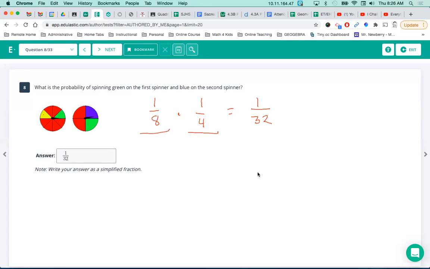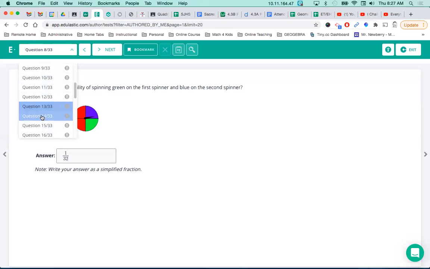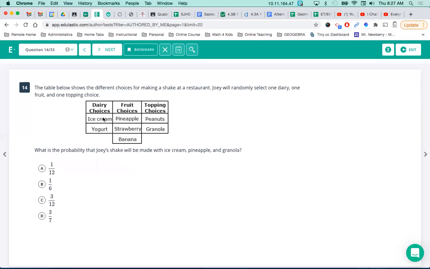Okay, so follow with me. Let's go to 14. The table below shows the different choices for making a shake at a restaurant. Joey will randomly select 1 dairy, 1 fruit, and 1 topping choice. What's the probability that Joey's shake will be made with ice cream, pineapple, and granola?